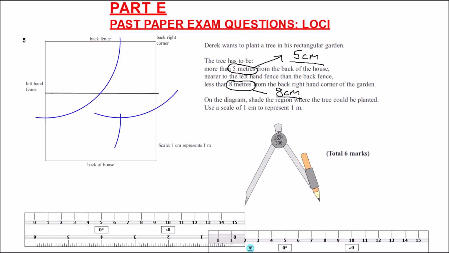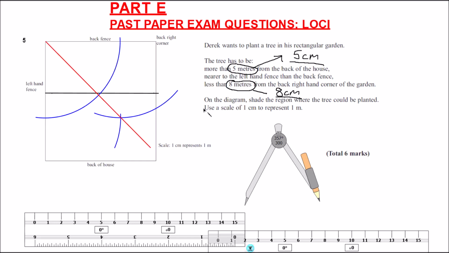Finally, using a ruler, we're going to do a straight line from where the back fence and the left-hand fence joined, straight through where the curves crossed. And so we've now done the angle bisector of the corner where these two fences, the back fence and the left-hand fence, join. We need it to be nearer the left-hand fence than the back fence, so we want the region to be this side here rather than this side over here. So we want it to be on the left-hand side of this red line.